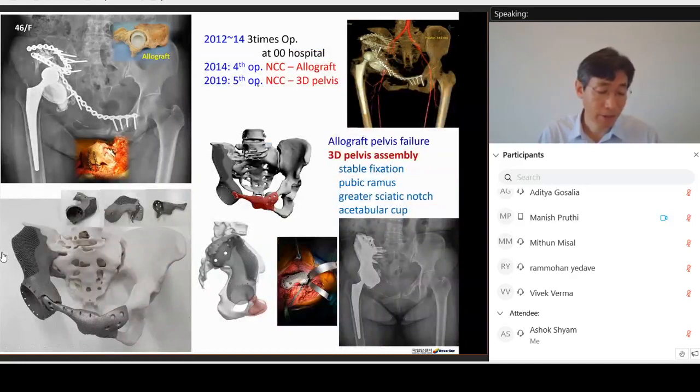The allograft pelvis eventually had breakage, osteoarthritis, and hip dislocation. The 3D printing implant is designed in two blocks. The blocks are selectively used according to the surgical field situation.